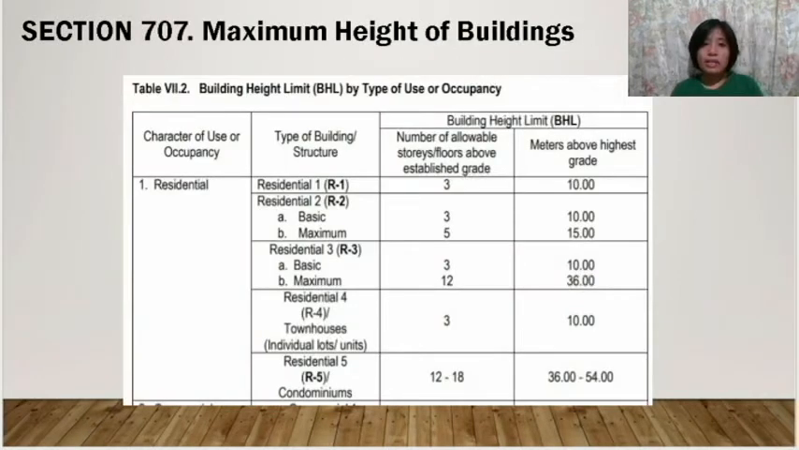Here in table 7.2, we see the building height limit of a building based on the occupancy of the building. Again, naay continuation ani nga table para sa commercial and other groups of occupancy, but since we're only going to focus on residential, kanang residential akong ipakita.